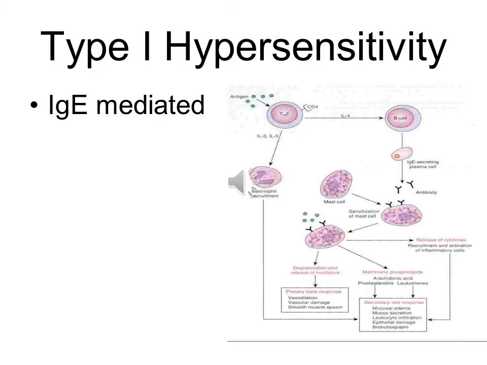Type 1, or immunoglobulin E-mediated hypersensitivity, causes most common allergic or anaphylactic reactions. These reactions range from annoying, a runny nose, to life-threatening anaphylaxis. Exposure to an antigen causes helper T cells to release cytokines that stimulate B cells to release immunoglobulin E antibodies, which bind to the crystalline fragment receptors on the surface of mast cells.